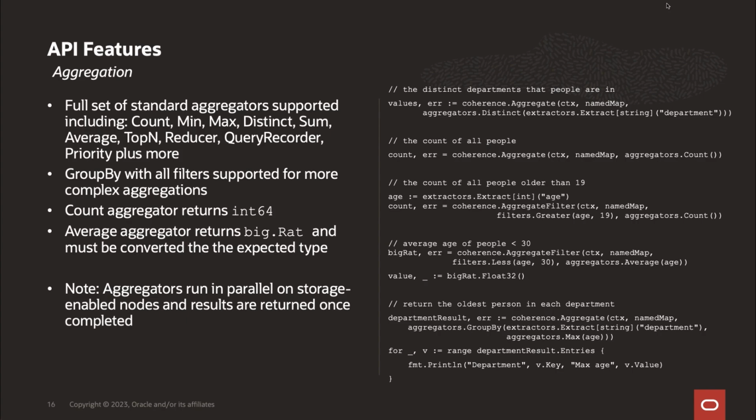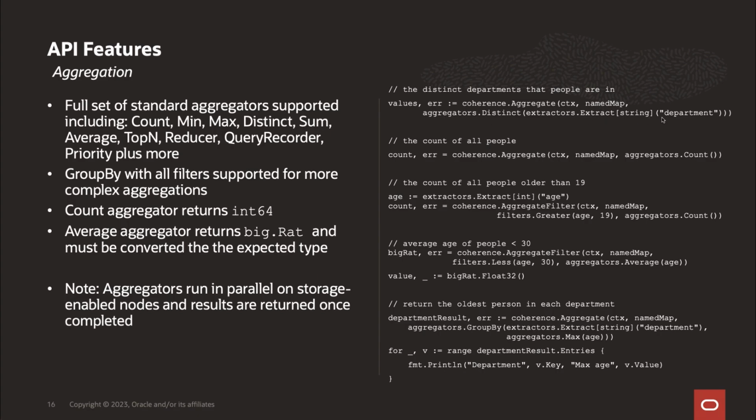There's a full set of standard aggregators, including count, min, max, distinct, sum, average, and so on. You can do group by with filters for more complex aggregations. The count aggregator returns an int64 by default, and the average aggregator returns a big rat and must be converted to the expected type. The aggregators run in parallel on storage-enabled nodes, and the results are returned once this is completed. So a few examples here.